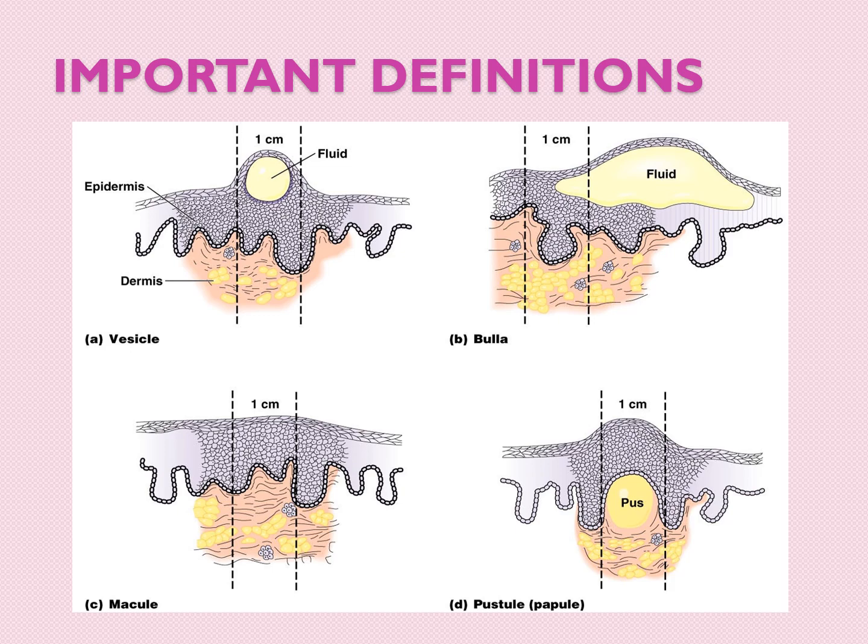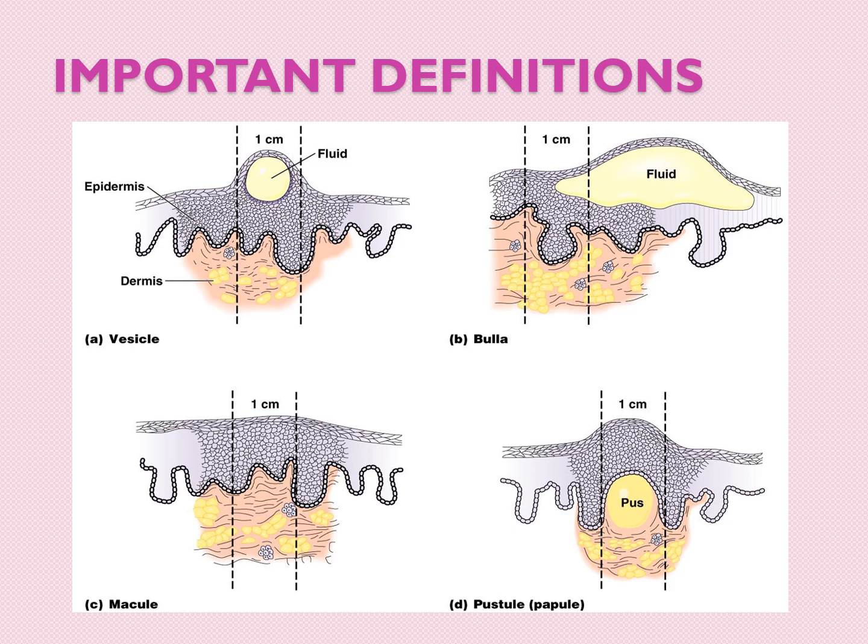So we do have our vesicle and bulla at the top. Again, the difference between them is their size, and they are fluid filled. So if on the exam I were to talk about these structures, I would use the word fluid.